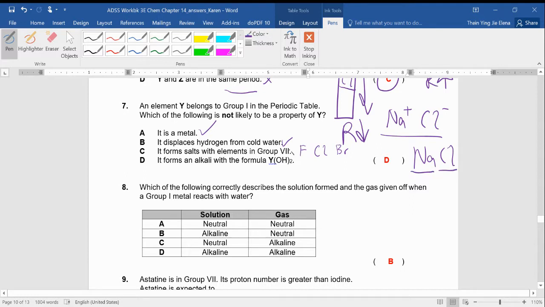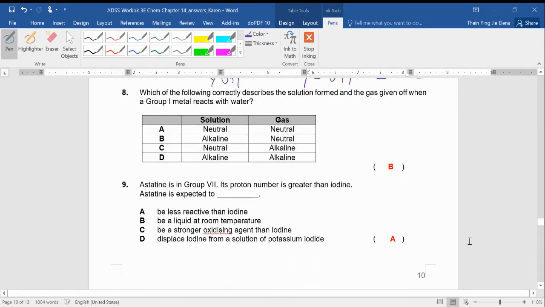So that's also true. It forms an alkali with formula YOH2. It will never ever happen, right? Because Y is in group 1, so the charge for Y is plus. Charge for hydroxide is minus. So the only alkali you form is YOH. You never have this 2 here because the charge is only plus 1. So D is wrong. Alright, so answer is D.